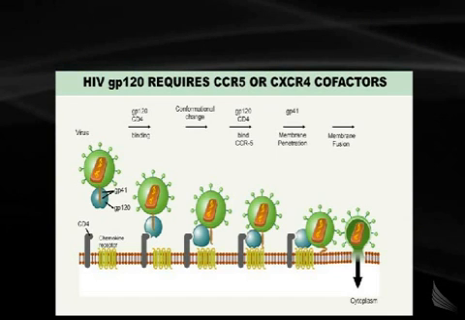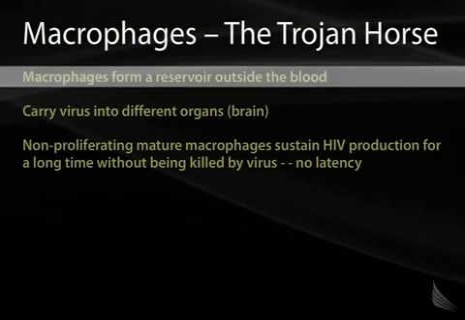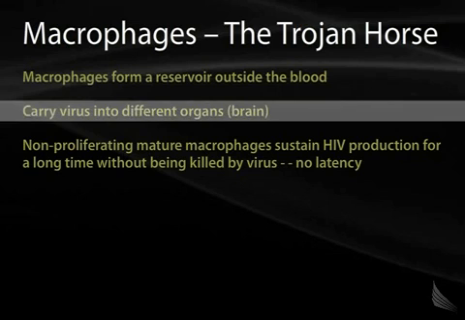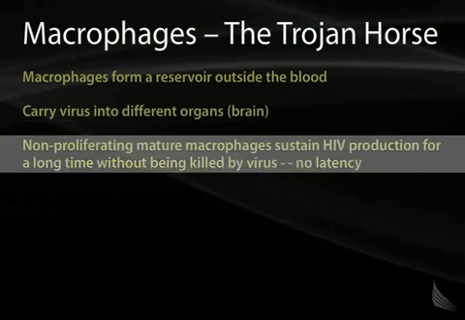This figure shows that GP120 binds to CD4 and uses co-receptors to enable membrane fusion. The co-receptors initially are CCR5, and later, as it turns to T-tropic, are CXCR4. Macrophages are known as the Trojan horse. They form a reservoir outside the blood for HIV to replicate and change to be T-tropic. They carry the virus into different organs, such as the brain. They're non-proliferating, mature macrophages, and they sustain HIV production for a long time without being killed.